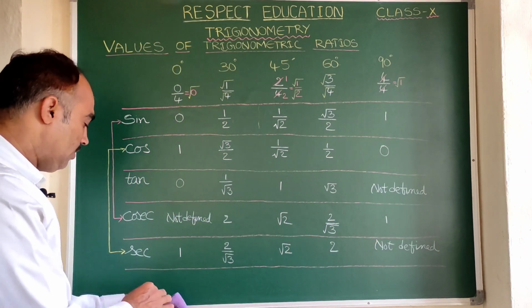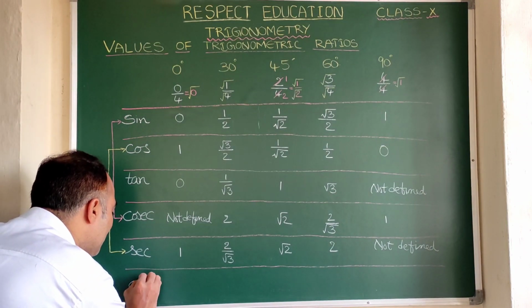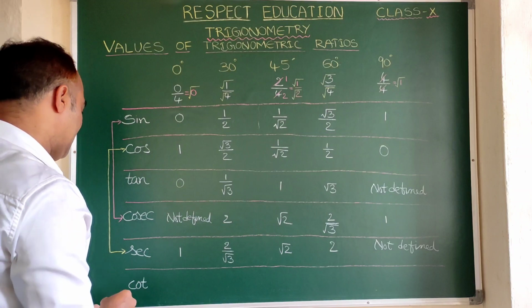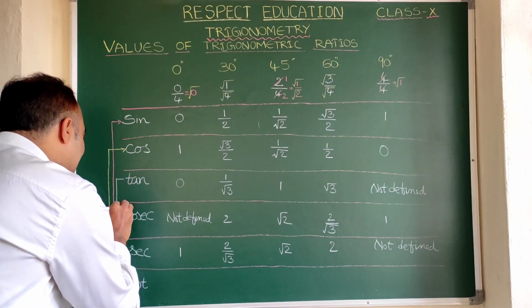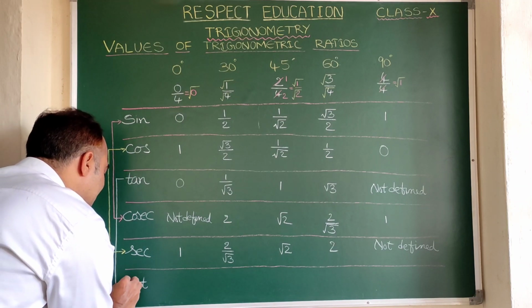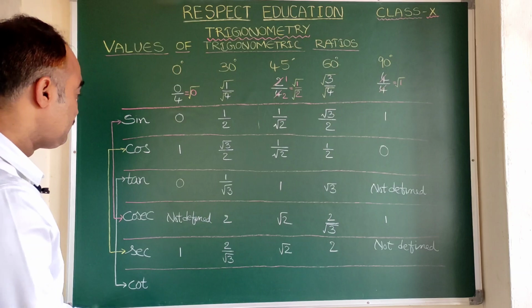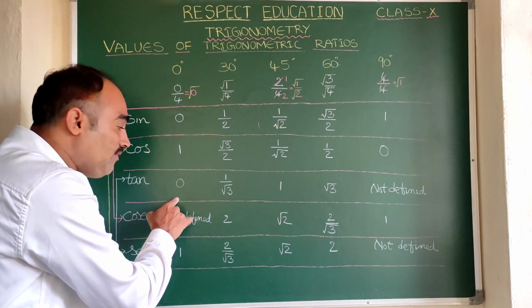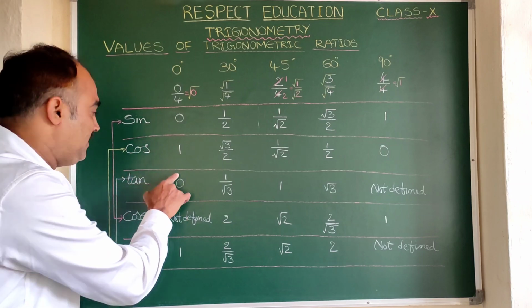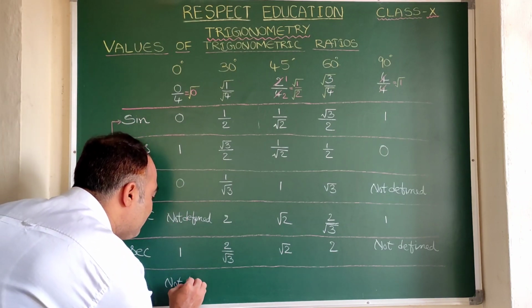Is it clear? Now the sixth one, that is the last one, cot theta. Cot theta is the reciprocal of tan theta. If you know the tan values, you can do the reciprocal of those values. For 0, the reciprocal is 0 by 1. Make it reverse: not defined. 1 by 0 is not defined. So let us write here not defined.